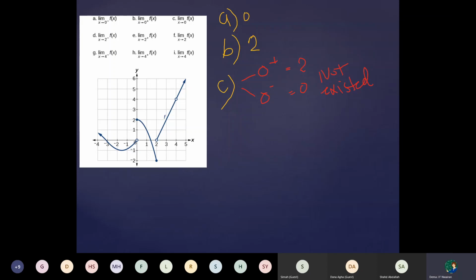Lulu. Yes, teacher. Yes, hi Lulu. Fine. Hi. Yeah, let's solve D, Lulu.